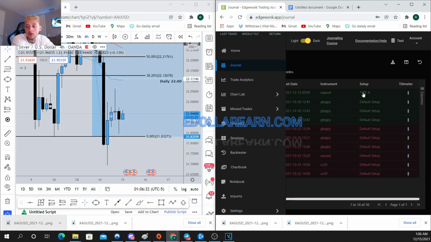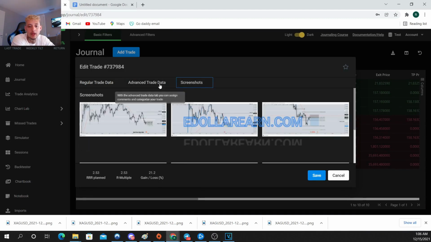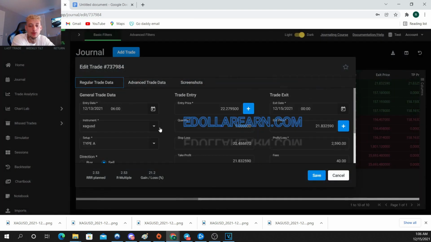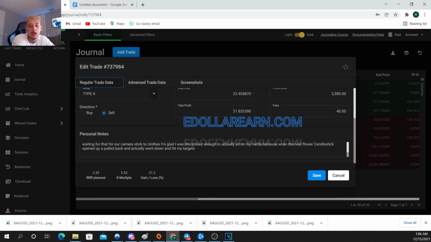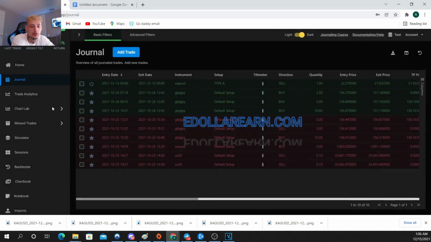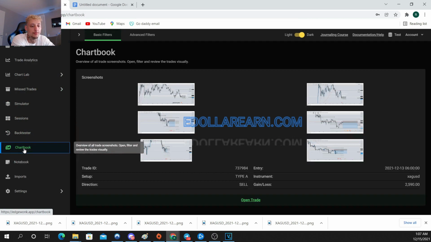So then you have all of your setups here, your type A setups, and you're like, I wonder why I took a loss here on this type B setup. You open it up and you have all of the trade data right here at your fingertips. You want to be as detailed as possible in your journal, so you know exactly how the trade went and what went well, what went wrong with it. Sometimes it might be a little bit harder to look at here, so what you can actually do is go into your chart lab, or is it your chart lab, your notebook, chart book, here it is.